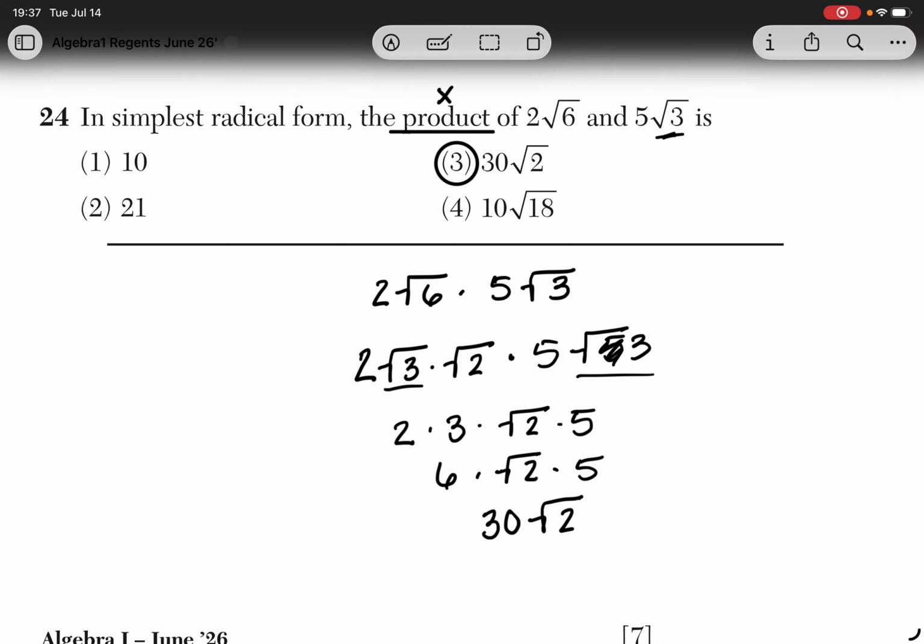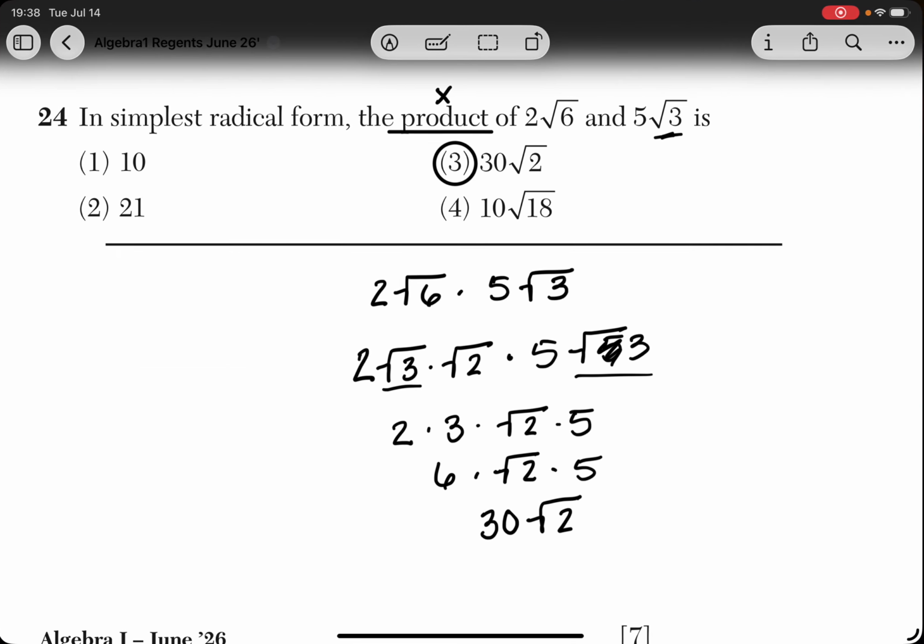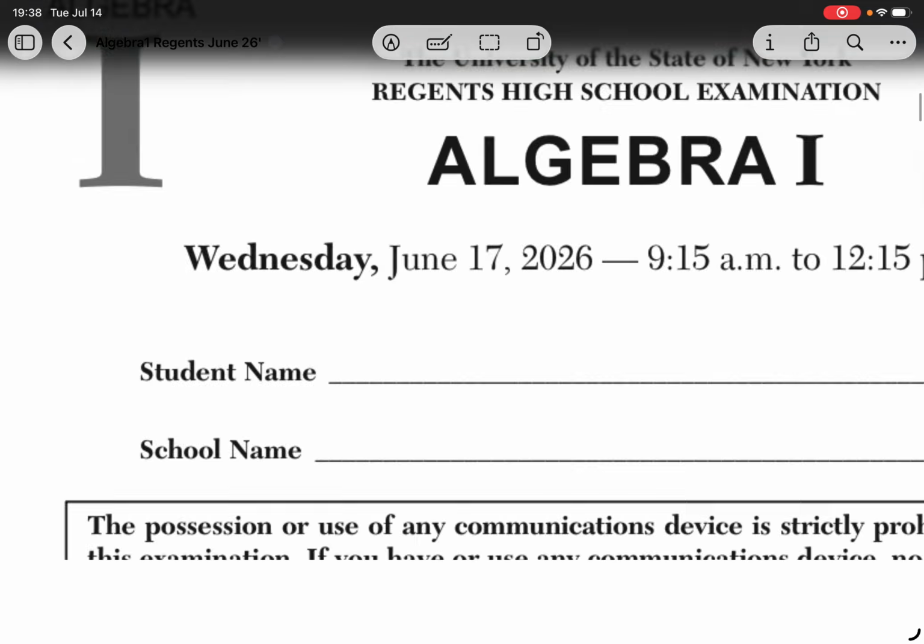And if you really cannot remember this, once again, we can do this in the calculator. So we're just going to put in 2 square root of 6 times 5 square root of 3, and then see if it equals one of these 4 answer choices. So let's do that now.